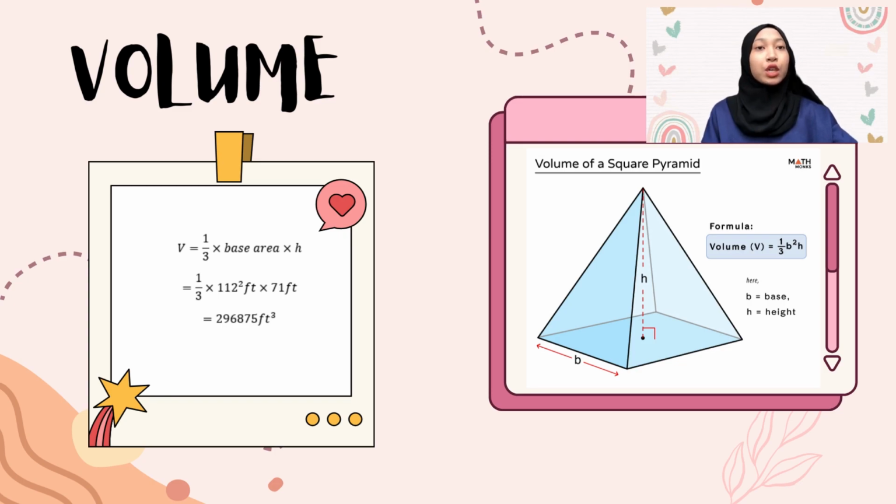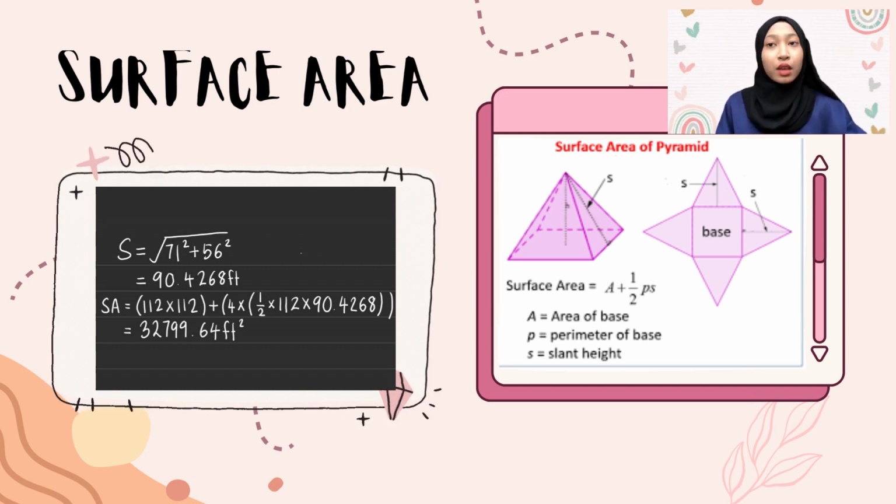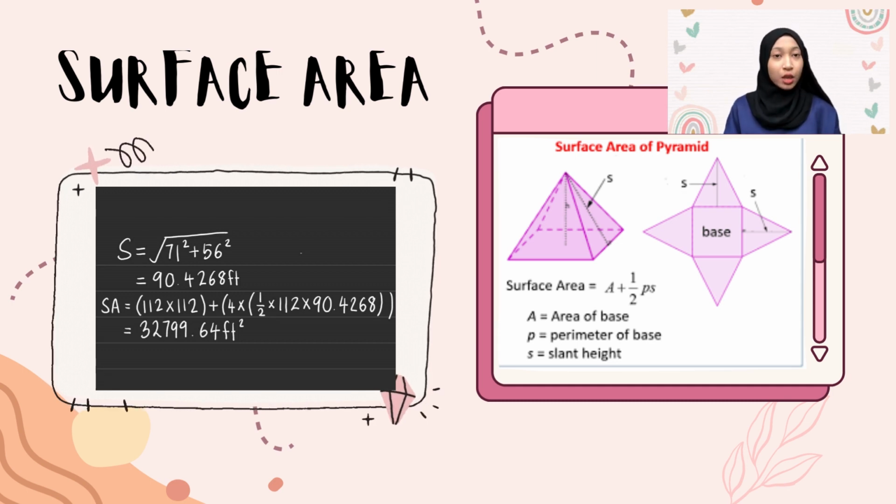And let's move on to the next slide, where we are going to calculate the surface area of the museum. For the surface area, the formula is actually quite confusing for me to understand, so let's understand it together. The formula for the surface area is the total base area plus the total lateral face areas. So before we find the lateral face areas, we have to find the slant height.